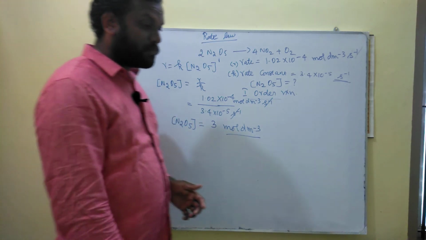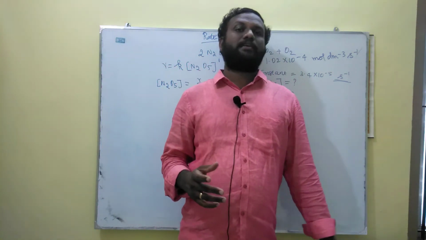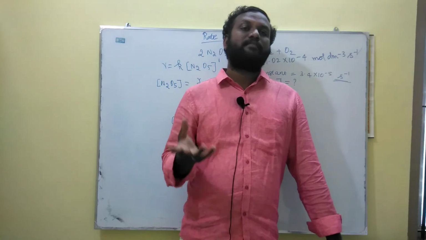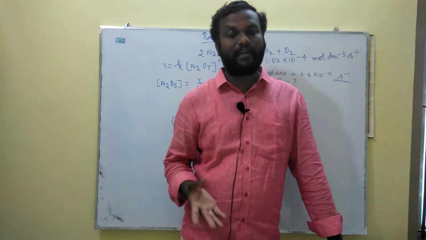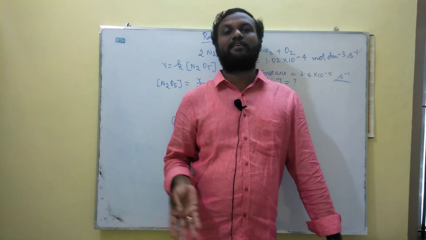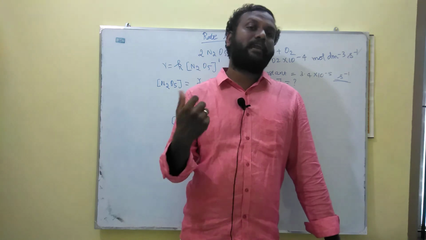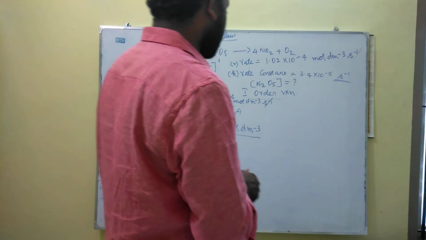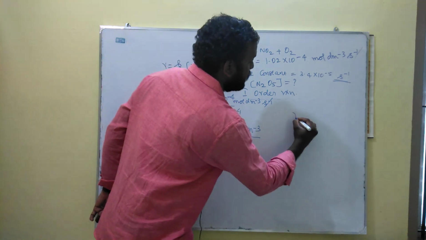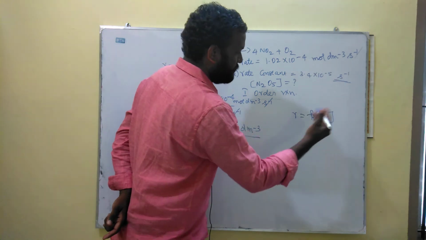So such types of problems are possible in the rate law expression. From the rate law they will give some numerical values, like rate and rate constant, and ask for concentration. Or concentration and rate constant are given and they will ask for rate. Or rate and concentration are given and they will ask for the K value. So there are 3 possibilities of question. R is equal to K into concentration term.